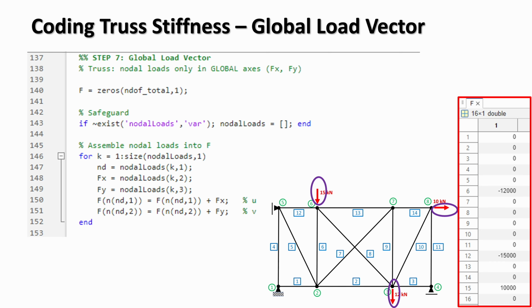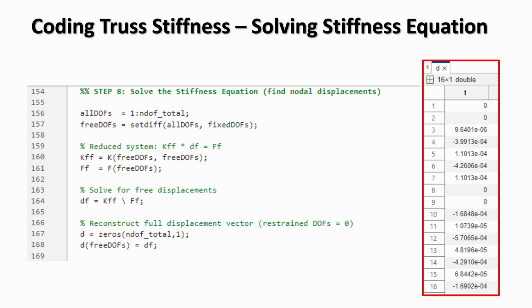If multiple loads act at the same node, they are automatically summed through this process. The resulting vector F represents all external forces acting on the structure in a form that is compatible with the global stiffness equation. And this completes the loading definition, and we're now ready to solve the system of equations. So, we can now solve the stiffness equation to obtain the nodal displacements.